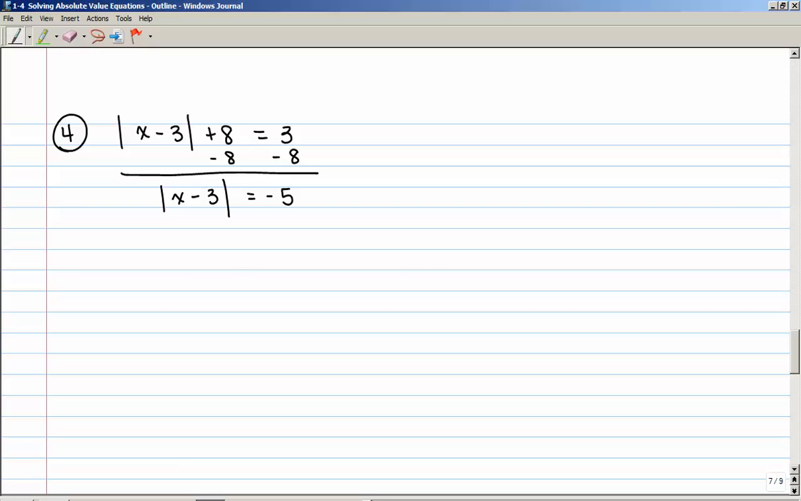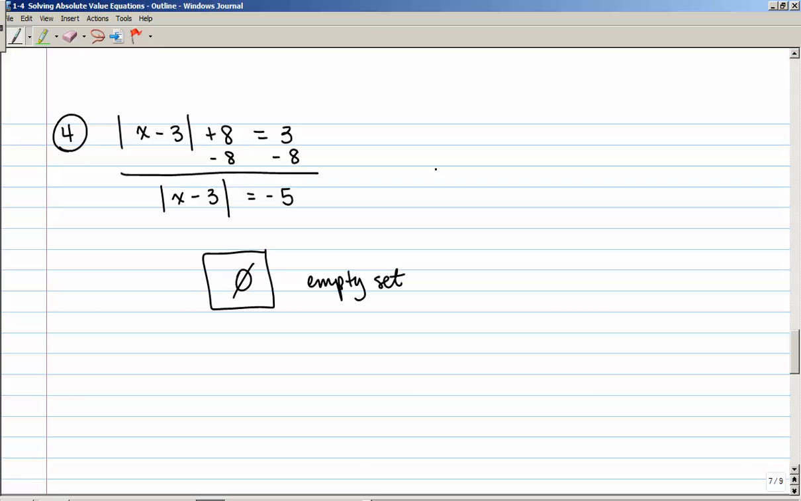The other way, which you probably remember from middle school, is absolute value bars make something positive. So the absolute value of something can never equal a negative number. So the answer to this one looks like no solution, but technically we call that the empty set. There is no answer, okay?